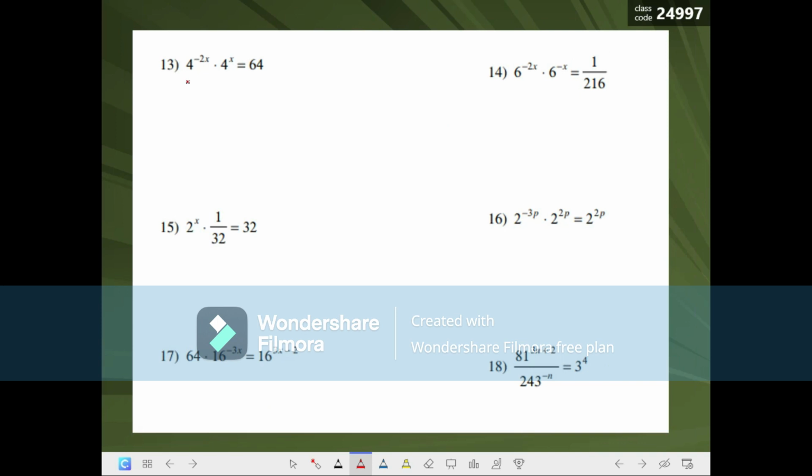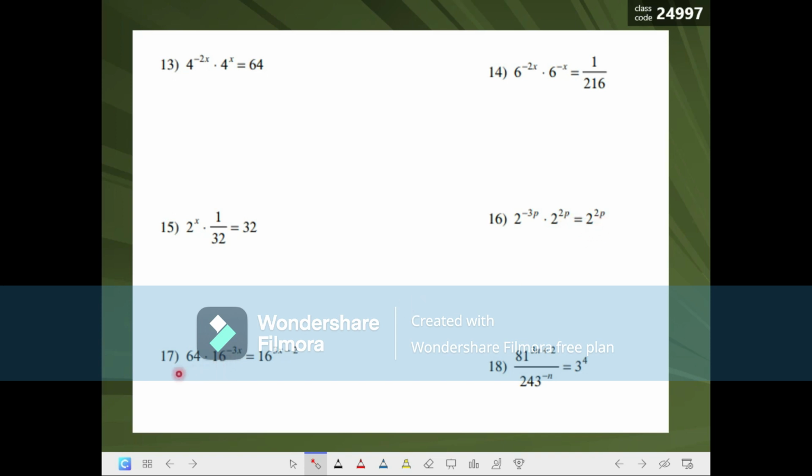Number 13. 4 to the power of negative 2x times 4 to the power of x is equal to 64. Number 14. 6 to the power of negative 2x times 6 to the power of negative x is equal to 1 over 216. Number 15. 2 to the power of x times 1 over 32 is equal to 32. Number 16. 2 to the power of negative 3p times 2 to the power of 2p is equal to 2 to the power of 2p.